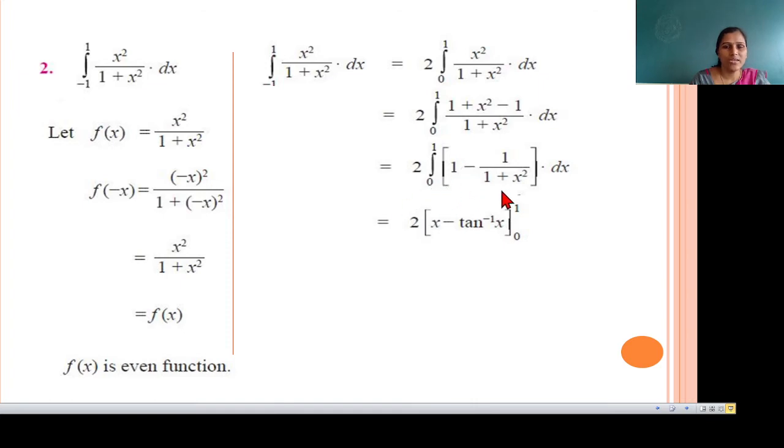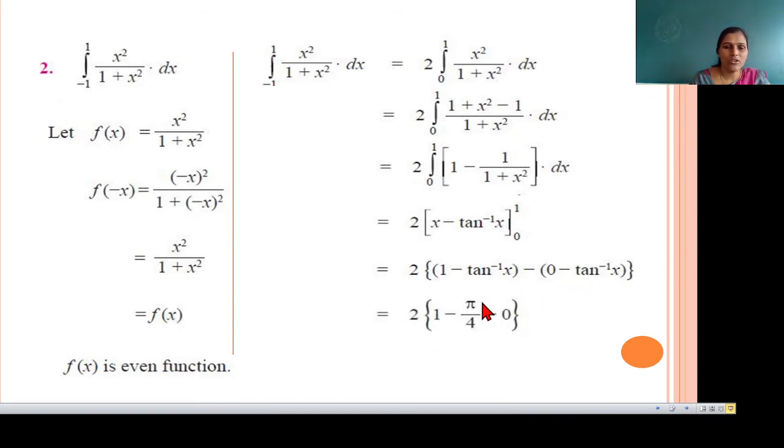So after integrating these terms, we have 2 into integral of 1 dx, which is x, and integral of 1 divided by 1 plus x square is tan inverse of x. So after integration, we apply the limits for this integral, that is 0 to 1. By putting the upper limit 1, we get this term, and after putting the lower limit, we get this term.